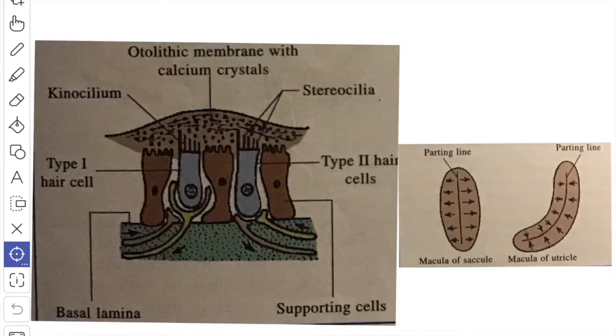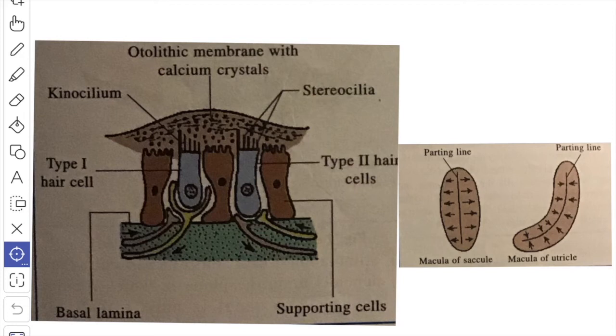Now we'll see about the structure of the macula. Basically, the wall of the vestibular component of the membranous labyrinth consists of 3 layers: an outer layer of perilymphatic cells, a middle layer of tunica propria, and an inner layer of a single row of epithelial cells.